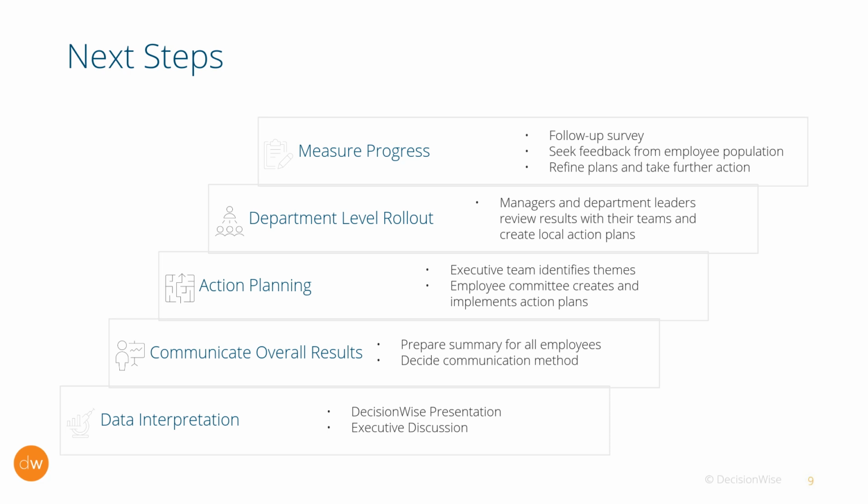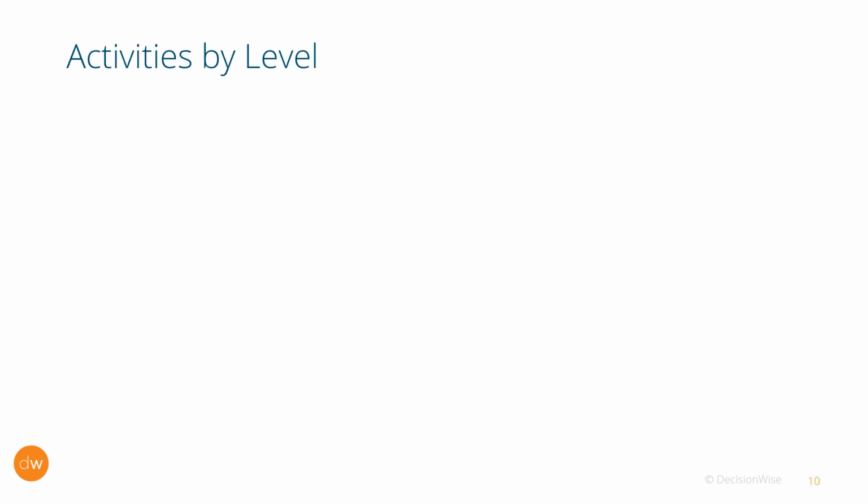So this first one says action planning. This is at the organization level where the executive team gets to decide what topics we're going to work on. And then there might be a committee put together to work on those topics, an employee committee. And then there's this department level or manager level rollout. We'd cascade the results. Every manager that had 5 or more responses on their survey, for example, could get a team report where they do some localized action planning. And then finally, measure progress. You do the survey again. Typically, we say every year you do a survey to keep people accountable and on track. So let's dive into these. We've broken these out by level.